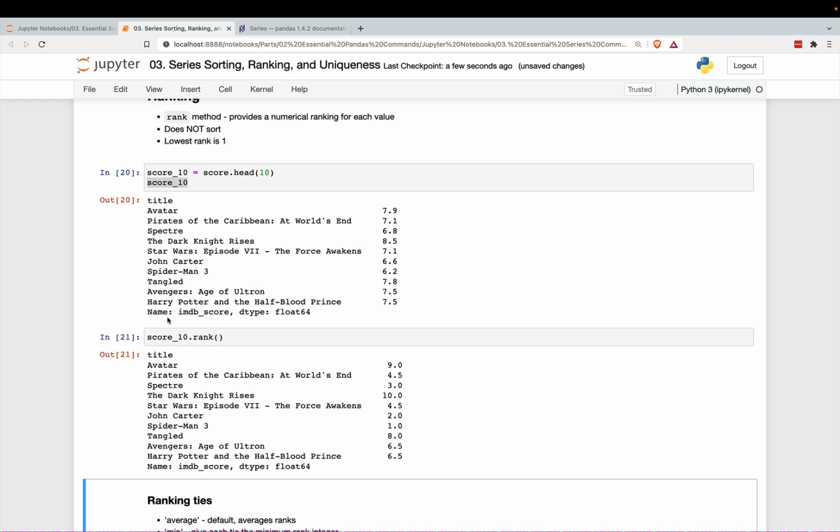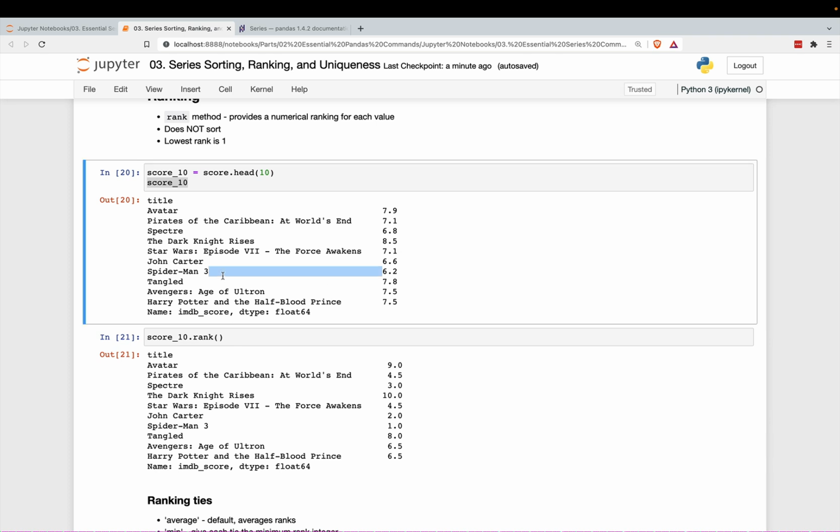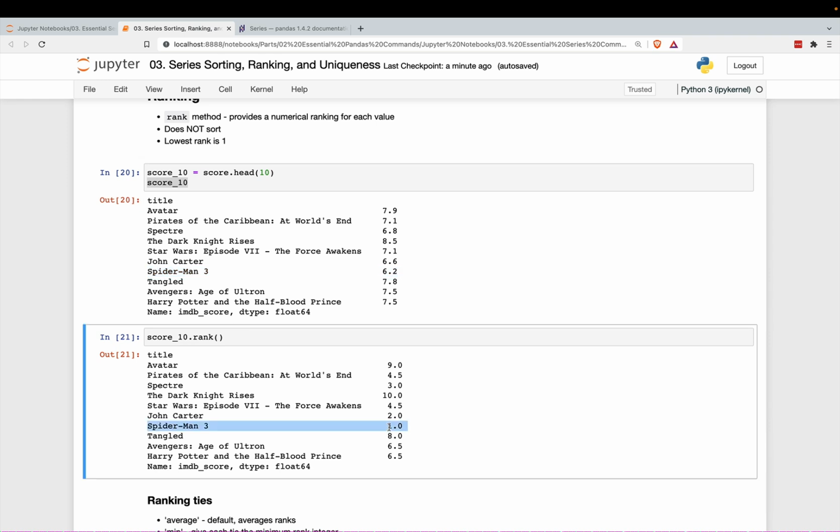Notice that the index is the same when you rank. We're providing a numerical ranking. This is the same thing as if we're ranking some sprinters in a race. So we're going to be giving ranks from 1 to 10. The movie with the actually lowest score gets ranked number 1. If we look over here, Spider-Man 3 in this 10, not out of all the movies, but just in this series, has a score of 6.2. So it is ranked number 1.